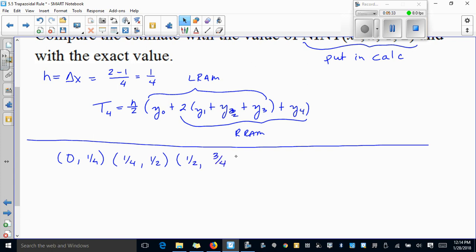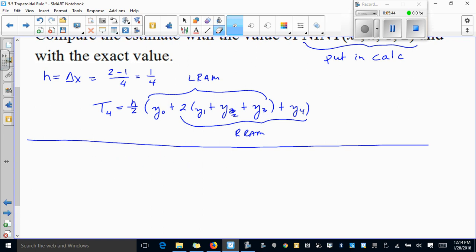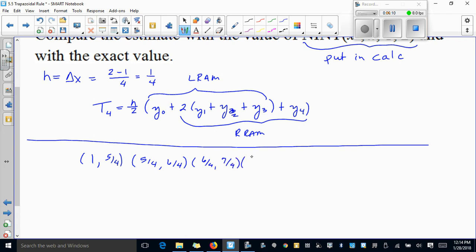I'm not doing this right. Oh, because we're going 1 to 2, I'm doing 0 to 2. Oops. Yes, it's okay to make a mistake as long as you realize it before you finish the problem. Sorry, we're starting at 1. 1 to 1 1/4, or 5/4. And then 5/4 to 6/4, so I'm just adding 1/4 to it. And I'm leaving the denominator as 4 on purpose. And then the next one is 6/4 to 7/4, and the last interval will be 7/4 to 2.